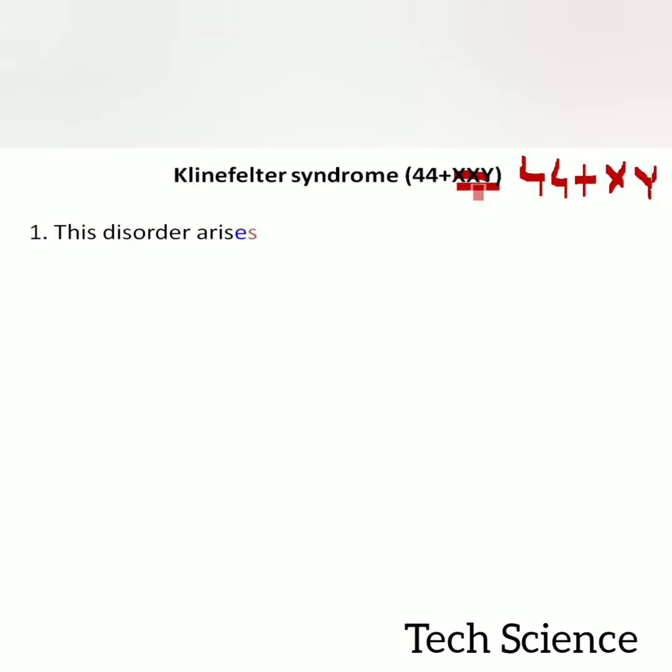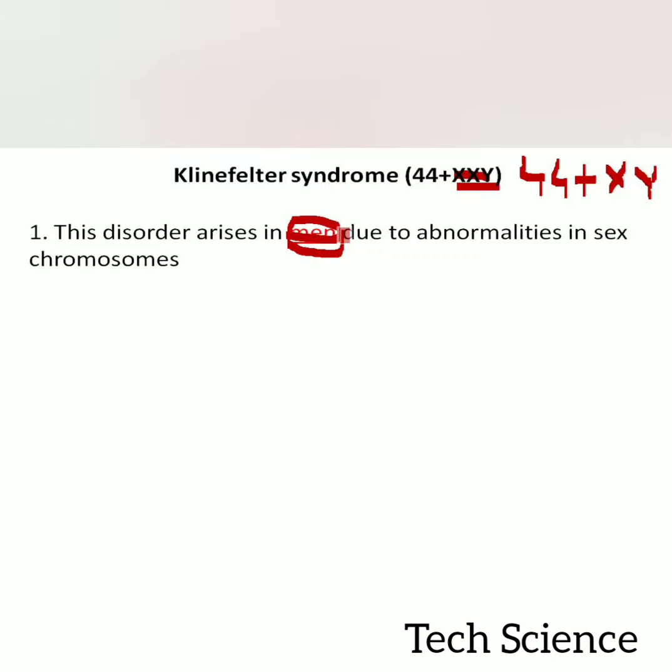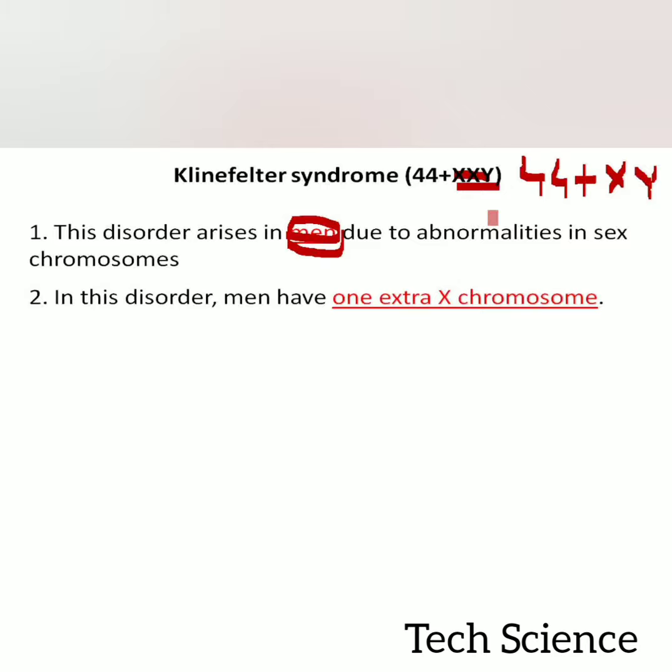So what is the first point? This disorder arises in male only. That's why I made it red as well as underlined. In male only, due to abnormalities in the sex chromosome. In this disorder, one extra X chromosome, as I told you, XXY means one extra X is there. That is the symptom of Klinefelter syndrome.